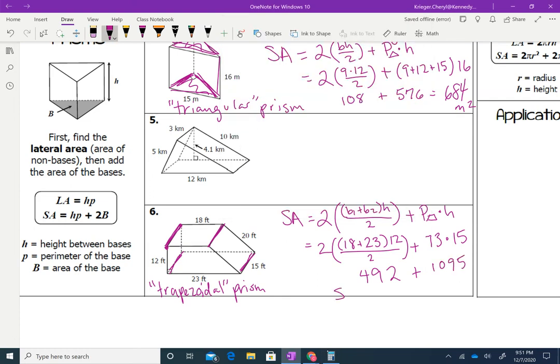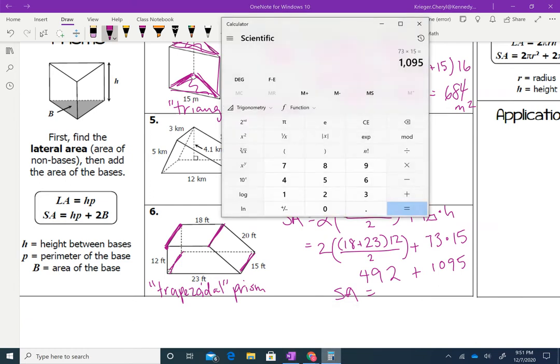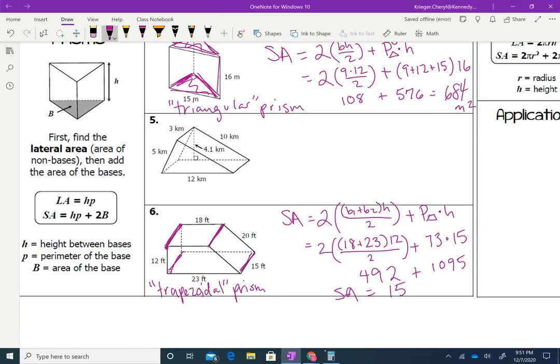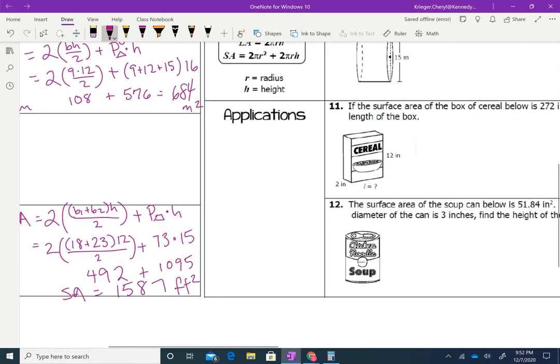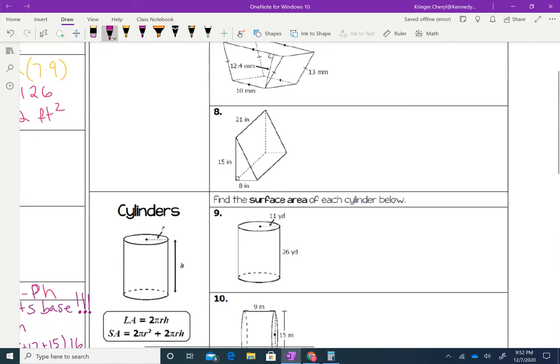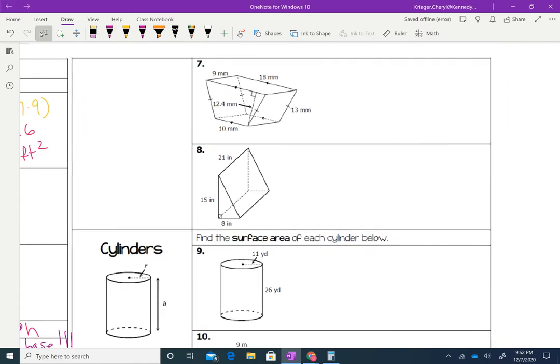Okay, so the surface area is the sum of both my bases and the perimeter times the height. So 492 plus 1095 is 1587 square feet. Okay, so let's see what's next. I'll leave you guys 7 and 8.